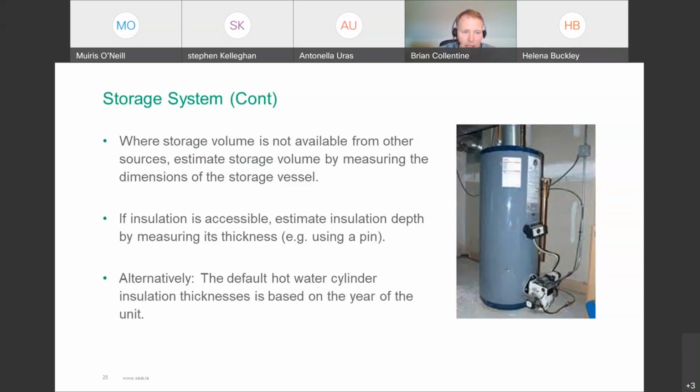And if insulation is accessible, estimate the insulation depth by measuring its thickness, using a pin, for example, or other method. But if you can make some estimation on the insulation thickness. Alternatively, the default hot water cylinder insulation thickness can be used, and you would base that on the year of build generally.